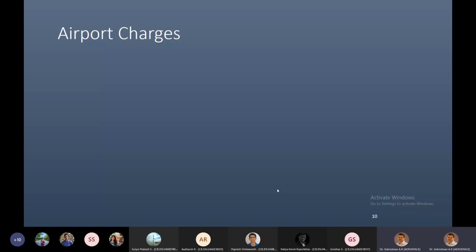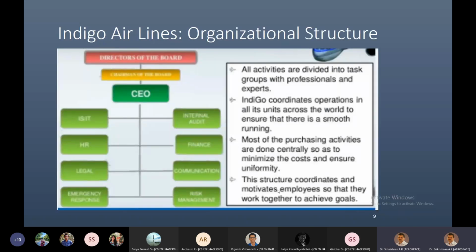Okay, any questions so far on the organizational structure of airlines?